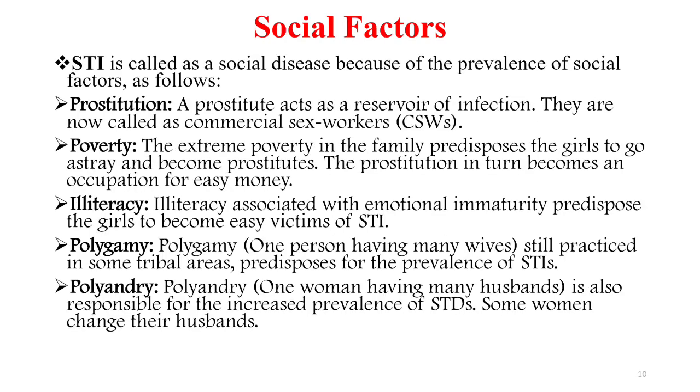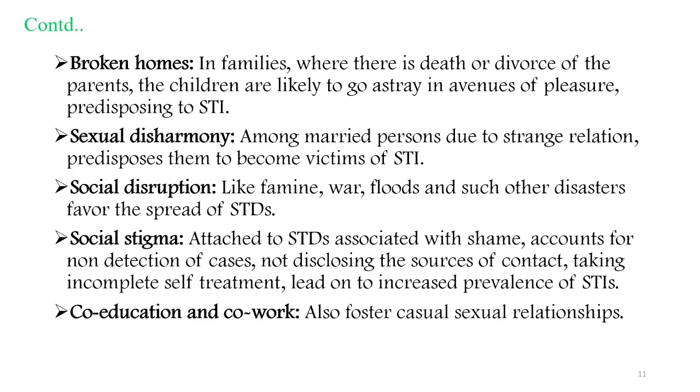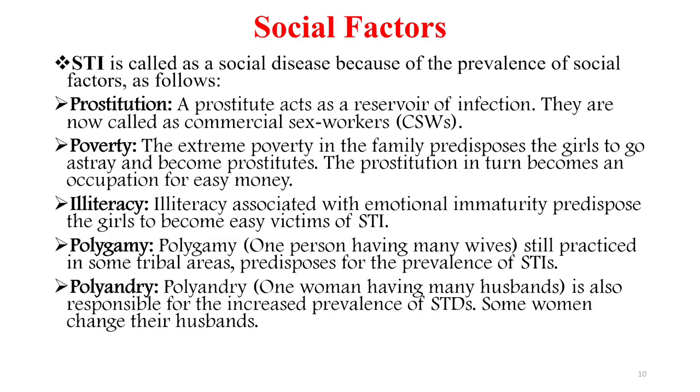Now come to the social factors. STI is called a social disease because of the prevalence of social factors such as prostitution, poverty, illiteracy, polygamy, polyandry, broken homes, sexual disharmony, social disruption, social stigma, co-education and co-work. First of all, prostitution. A prostitute acts as a reservoir of infection. They are now called commercial sex workers. In case of poverty, the extreme poverty in the family predisposes the girls to go astray and become prostitutes. The prostitution in turn becomes an occupation for easy money.